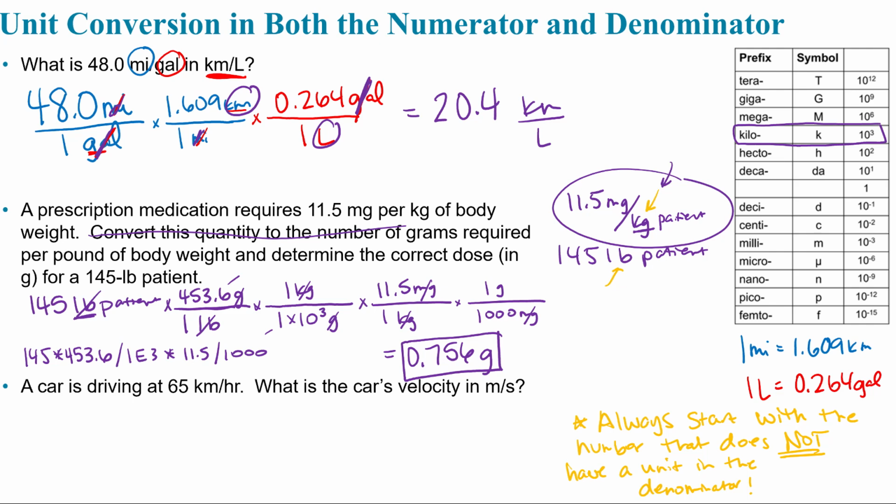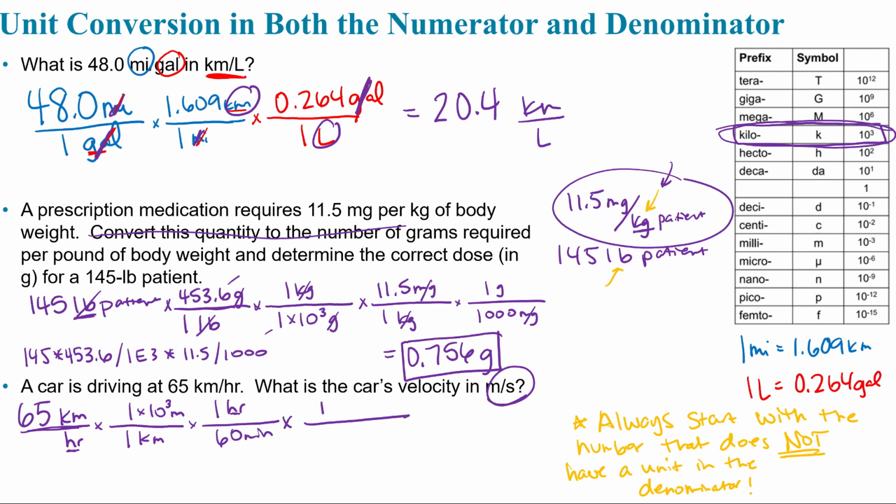All right, here a car is driving at 65 kilometers per hour. So in 1 hour, it's going 65 kilometers. And I want to convert it to meters per second. So I'm going to convert the kilometers first. So 1 kilometer is 1 times 10 to the third meters. It's from right here. And then I want to go from hours to seconds. So 1 hour, and I put hours in the top, so it'd cancel out with hours here on the bottom. And that would be 60 minutes. And then 1 minute is 60 seconds.